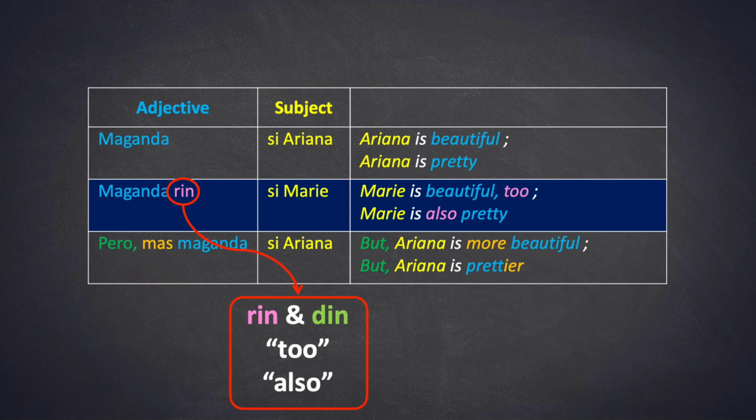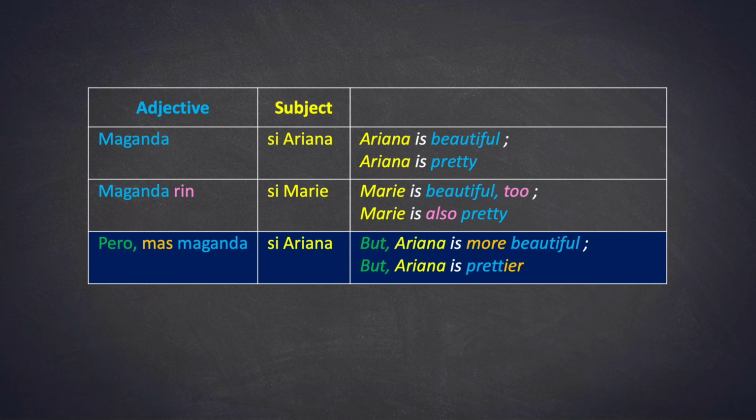Now, let's add the conjunction pero. Pero mas maganda si Ariana. But Ariana is more beautiful. Or, but Ariana is prettier. With the conjunction pero, the difference between the beauty of Ariana and Marie is emphasized.